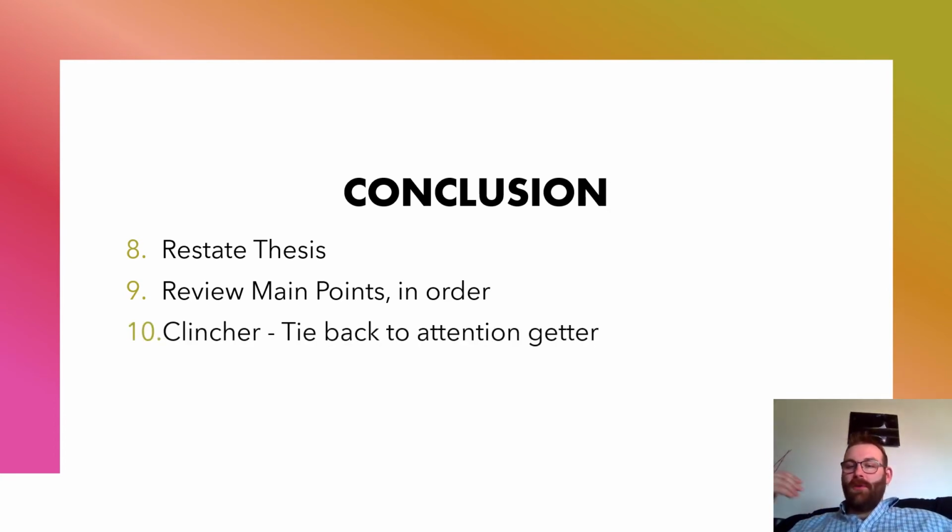And then you have some kind of clincher. Tie it back to your attention getter. If you told a really cool story in your attention getter, circle back to that story and end on that story. If you provide a really interesting statistic in the beginning as your attention getter, circle back to that statistic as your clincher at the end and provide more of a badum to the speech. Right? This is your opportunity to come full circle from the introduction all the way back to the clincher so that you're completely wrapping up the whole speech.